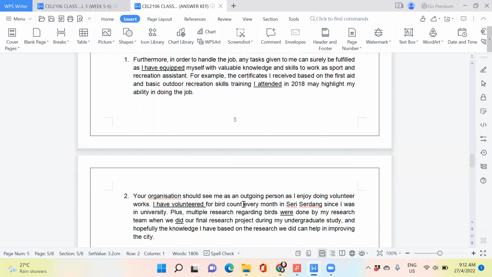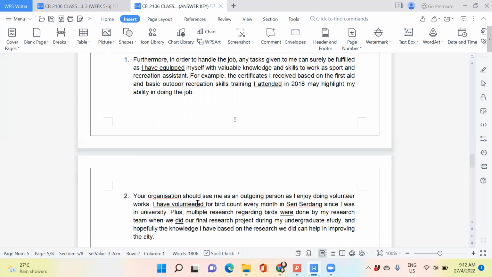Okay, because of the phrase every month. So this is something that is ongoing. Okay, ongoing ni maksudnya macam selalu terjadi lah, selalu terjadi. It is happening always, always happening. So it happened in the past and still ongoing today. That's why you have to say I have volunteered, not I volunteered.